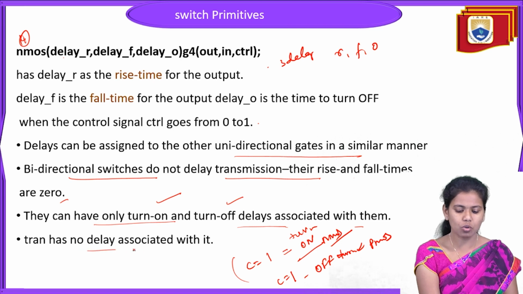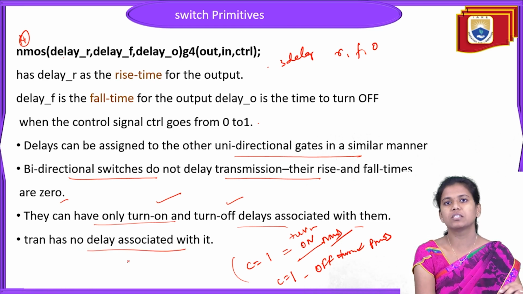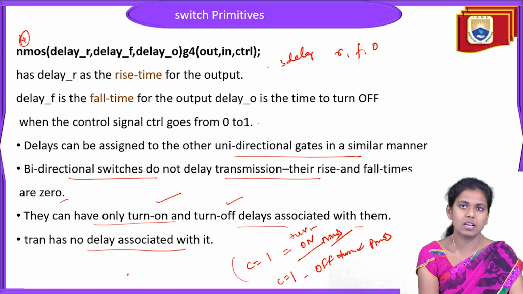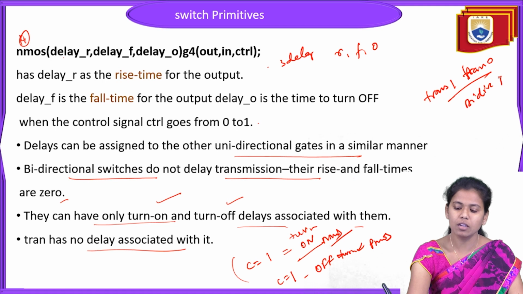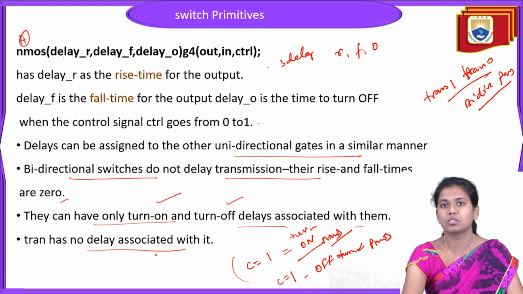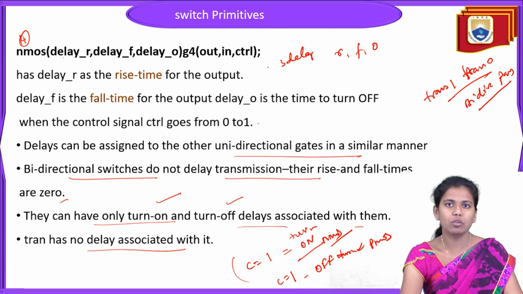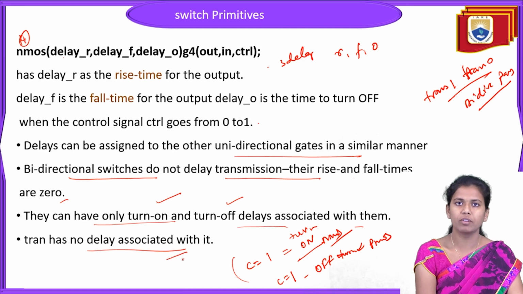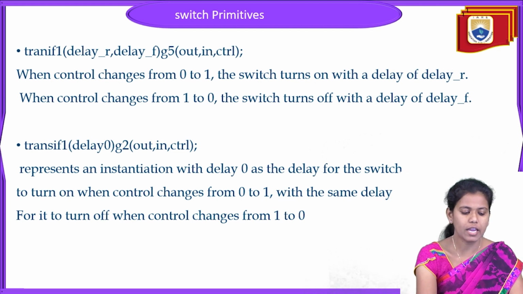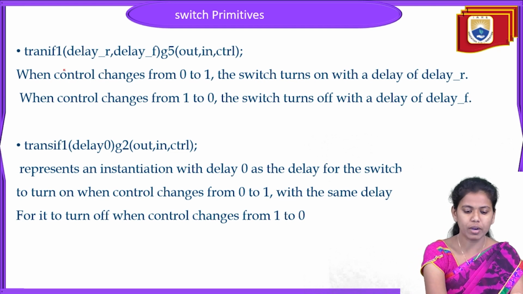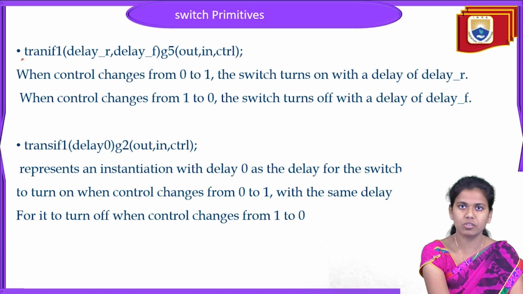So here, TRAN has no delay associated with it. As we have discussed in the switches, bidirectional pass transistors, TRAN 1 and TRAN 0 are nothing but the bidirectional pass transistors. Such kinds of bidirectional pass switches are not associated with any kinds of delays. Here we will see the TRANIF 1, with delay R and delay F. These are the bidirectional pass switches.